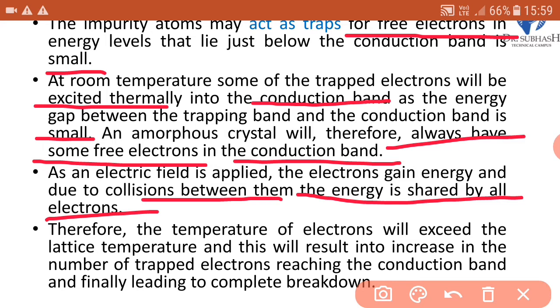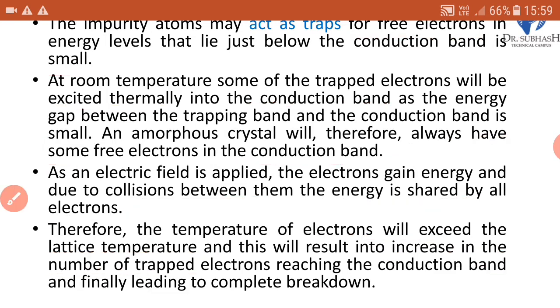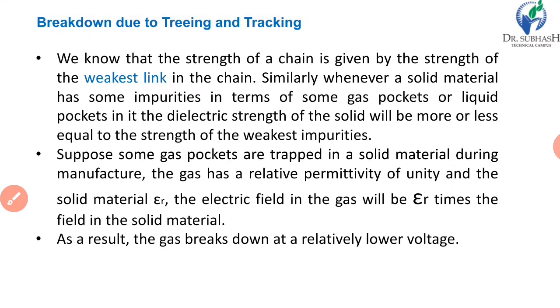Therefore, the temperature of electrons will exceed the lattice temperature and this will result in an increase in the number of trapped electrons reaching the conduction band, finally leading to complete breakdown. So this is the process of how impurity atoms act as traps and all the processes complete. Now, breakdown due to treeing and tracking.